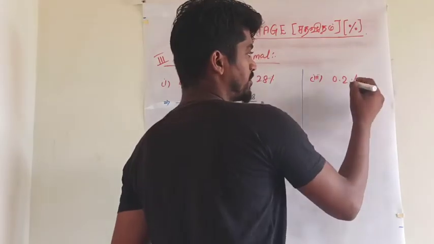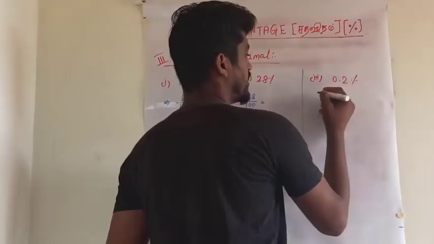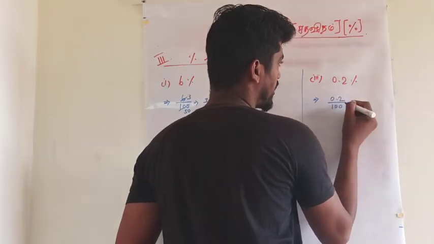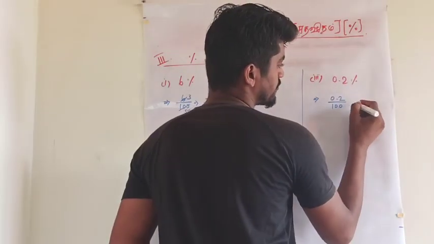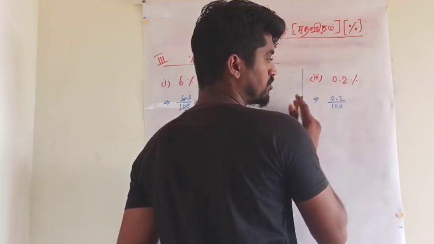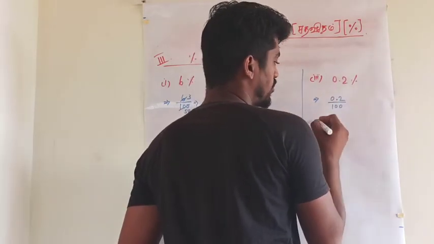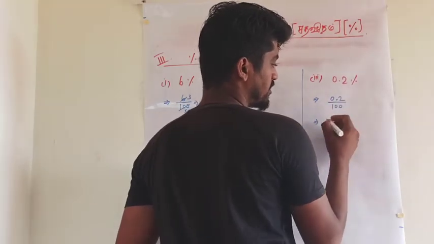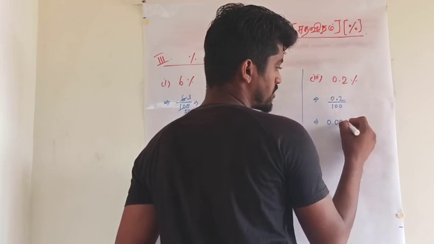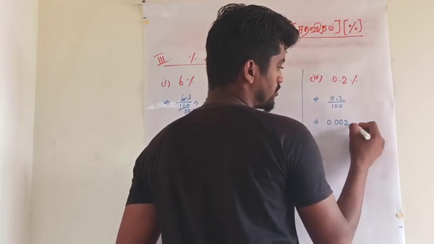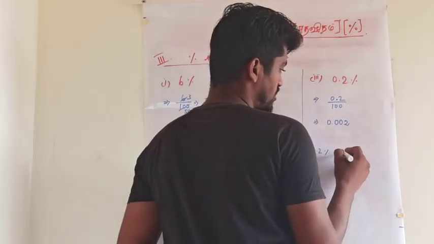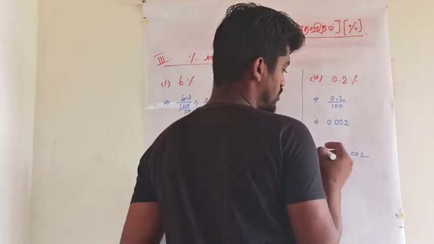From the third example, 0.2%, we write 0.2 divided by 100. So we place the dot 2 digits from right to left. The dot is already here, so we write 0.00 and then 2. So 0.2% is equal to 0.002.